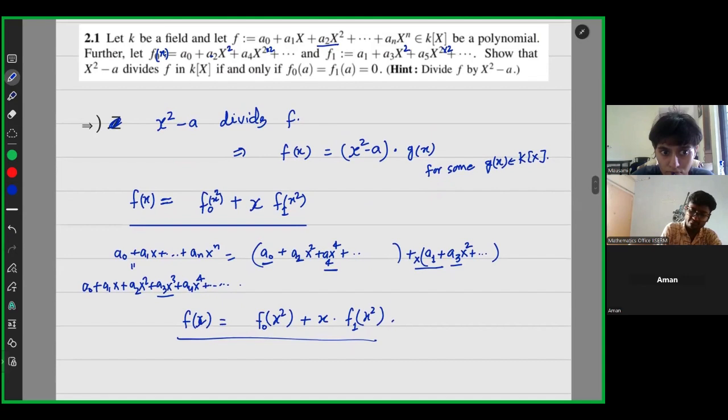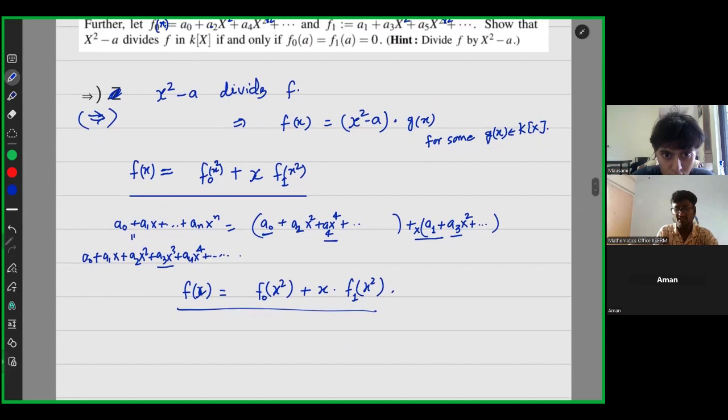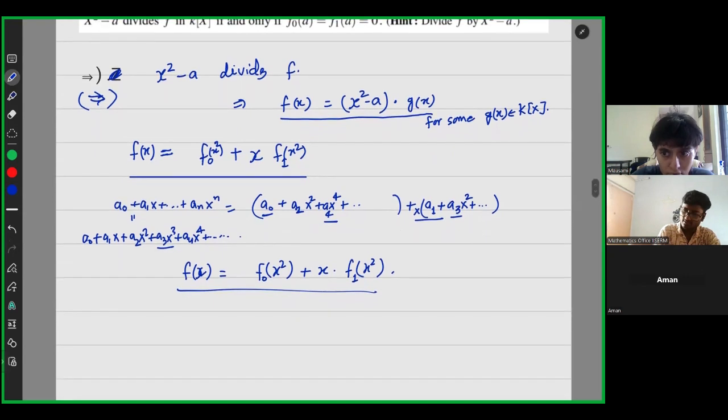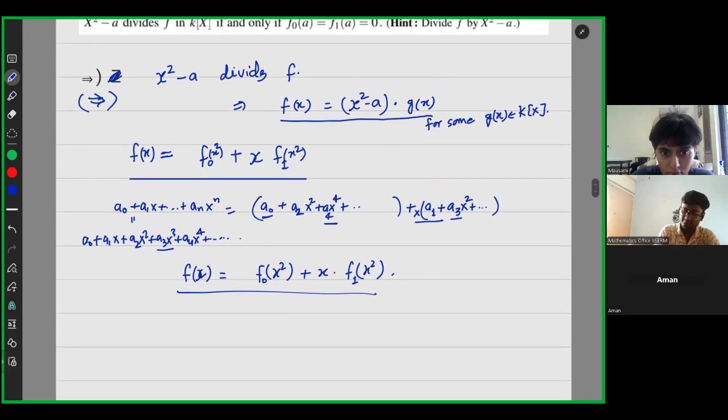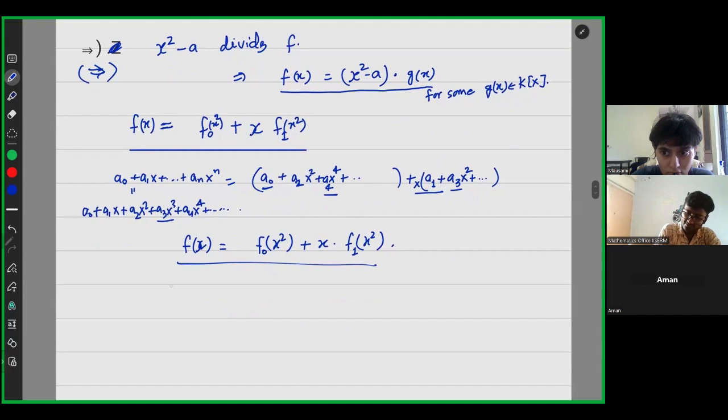So we are this side. We are proving from left side to right hand. We are assuming that x square minus a divides f, so that we can write f(x) is equal to x square minus a into some g(x). Okay. So we can write here x square minus a into some g(x) is equal to f0 of x square plus x into f1 of x square.